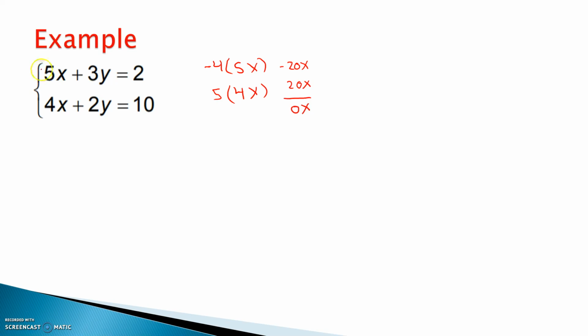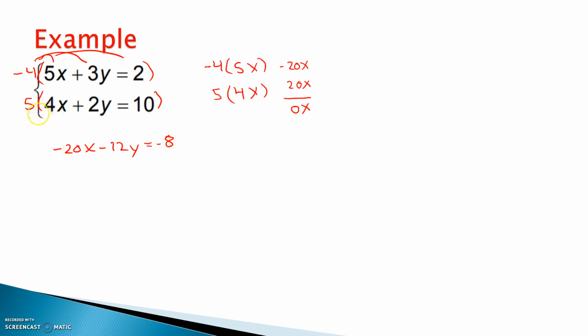It's still elimination, but I'm giving both of these guys a makeover. The top one's going to get multiplied by negative 4. The bottom one's going to get multiplied by positive 5. So when I distribute negative 4 to all of these pieces, I get negative 4 times 5 is negative 20x. Negative 4 times 3 is negative 12y. Negative 4 times 2 is negative 8.